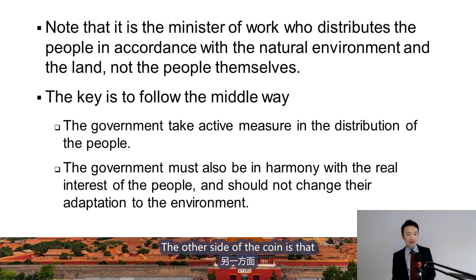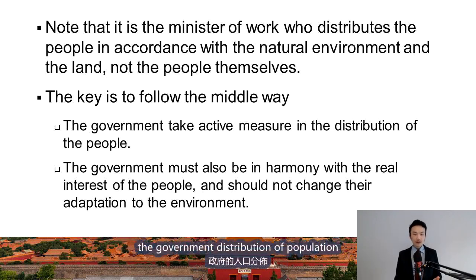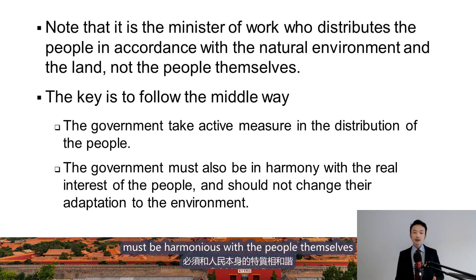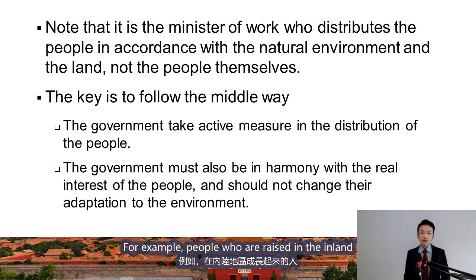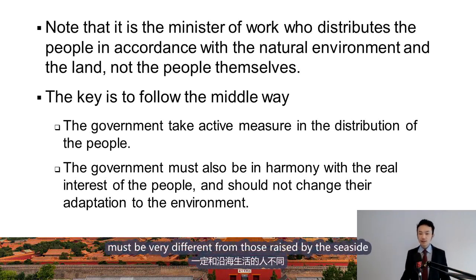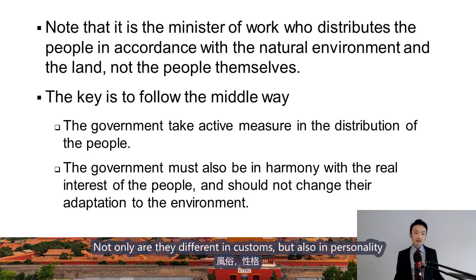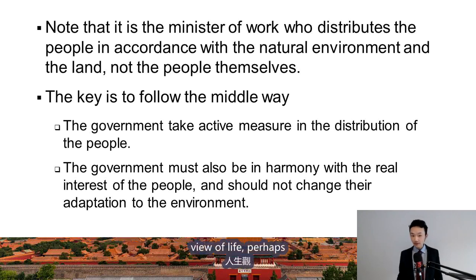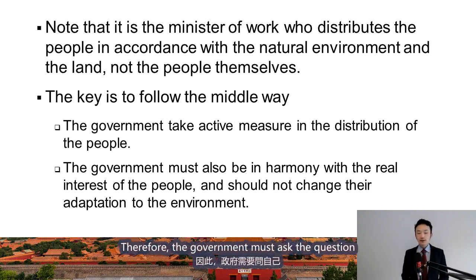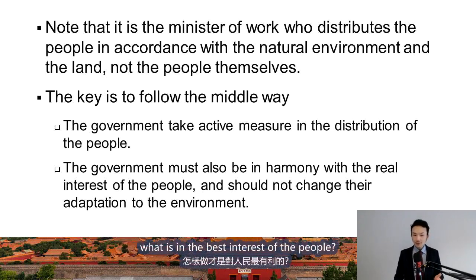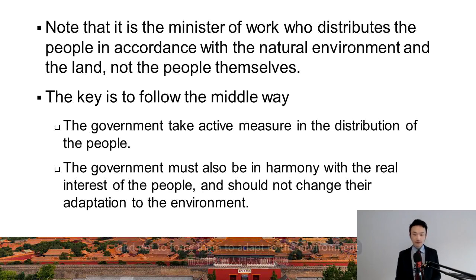Now, the other side of the coin is that the government distribution of population must be harmonious with the people themselves. For example, people who are raised in, let's say, the inland must be very different from those raised by the seaside, right? Not only are they different in customs, but also in personality, view of life, perhaps, and the food consumption, etc. Therefore, the government must ask the question, what is in the best interest of the people, right? And not force them to adapt to the environment.